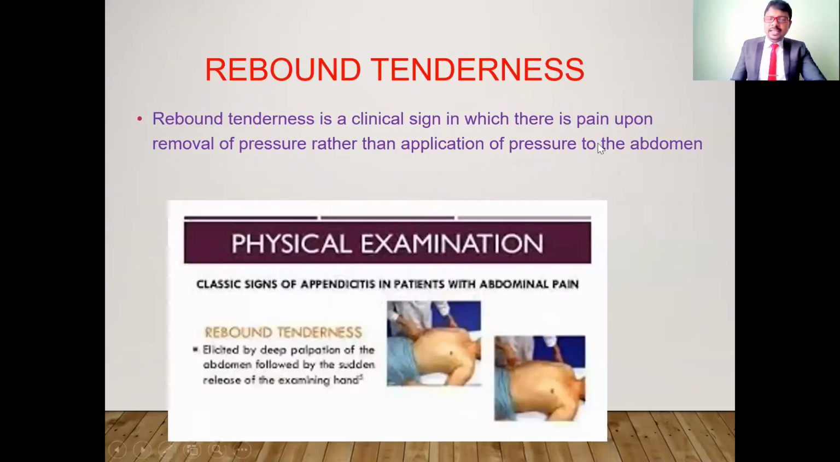So coming to rebound tenderness. Rebound tenderness is a clinical sign in which there is pain upon the removal of pressure rather than the application of pressure in the abdomen. This is one special technique in palpation of the abdomen, in the physical examination of the abdomen. If we remove the pressure, the patient is going to get severe pain. While applying the pressure they won't get much pain, but if you remove the pressure and palpation, the patient is going to get the pain. So that is called rebound tenderness.